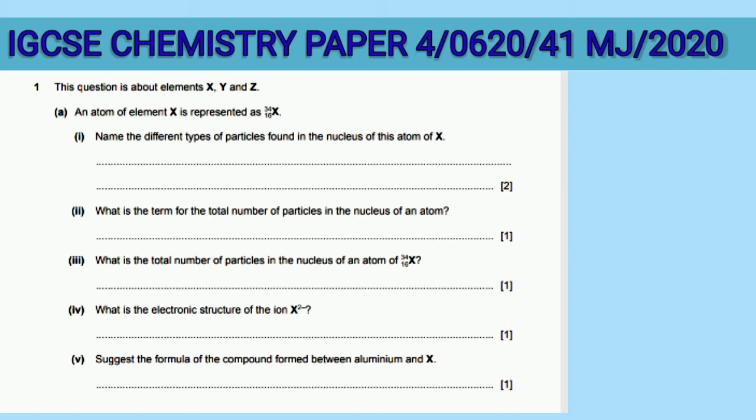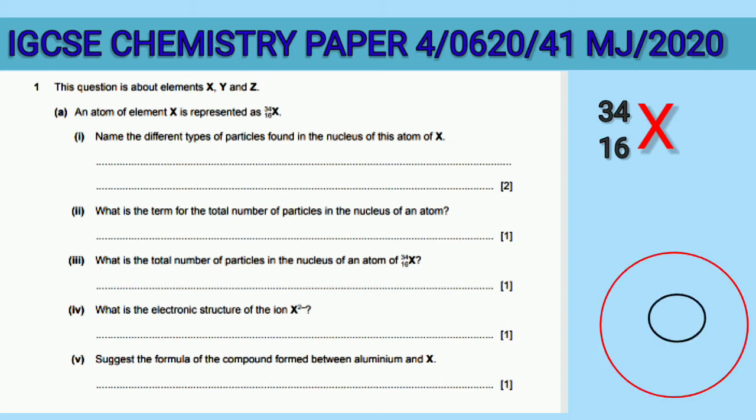Sub question A. An atom of element X is represented as 34/16 X. It means mass number is 34 and atomic number is 16. Question A1. Name the different types of particles found in the nucleus of this atom of X. Particles found in the nucleus are protons and neutrons.